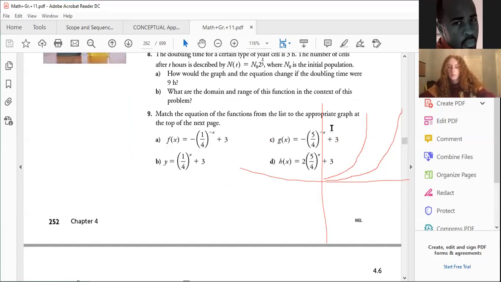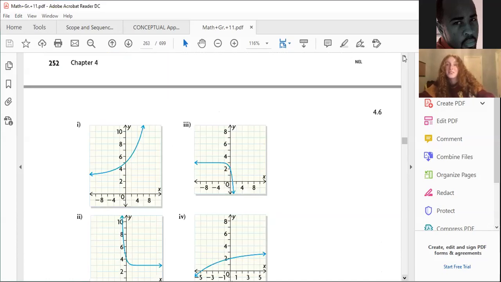By the way, let's do this question, and I'm gonna need to touch base with something else. Well, of course, all the constants are 3. What's the question? Match the equation of the function from the list to the appropriate graph on the next page.